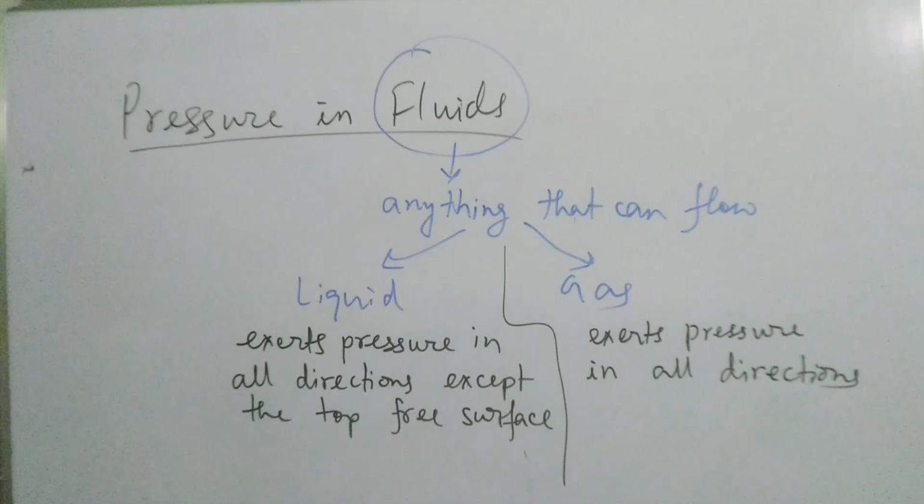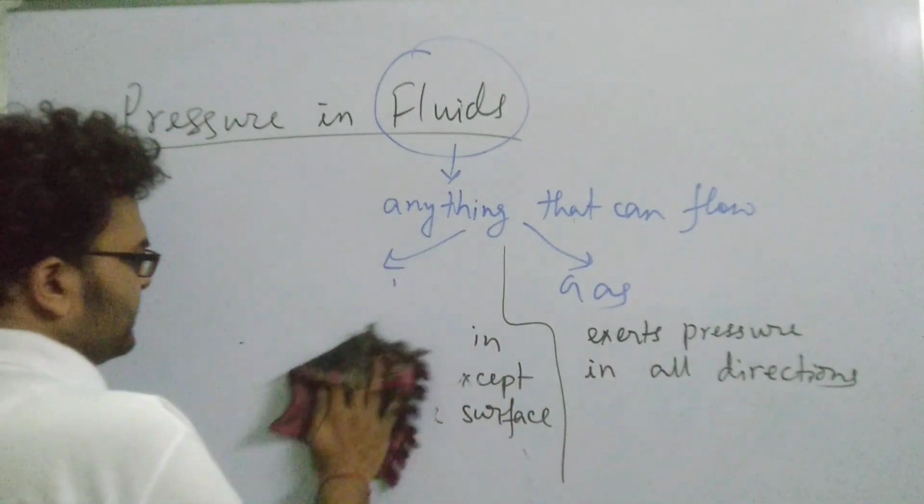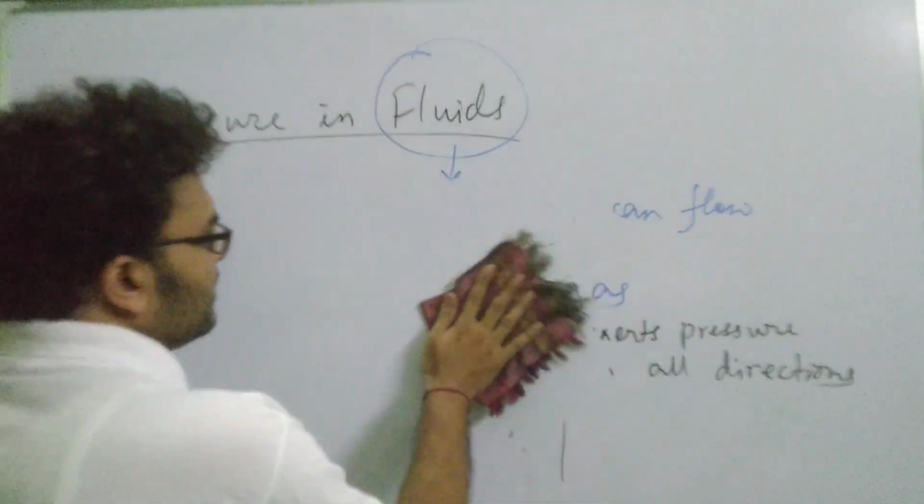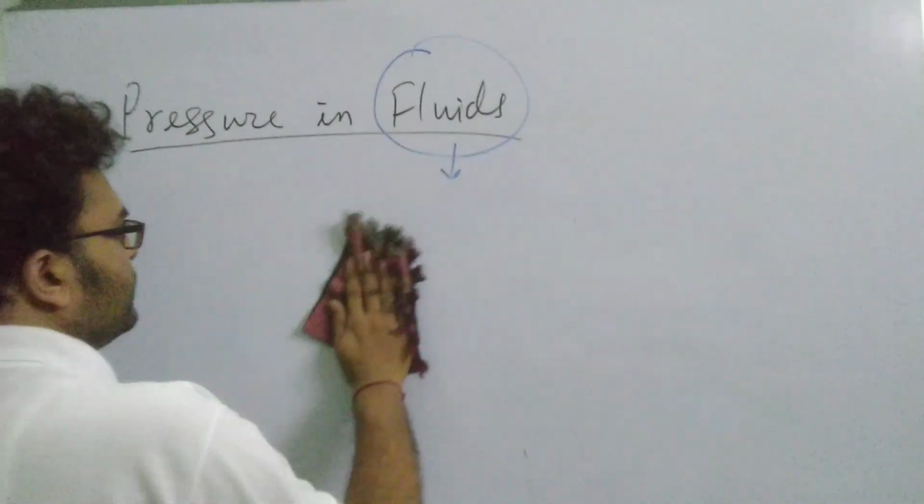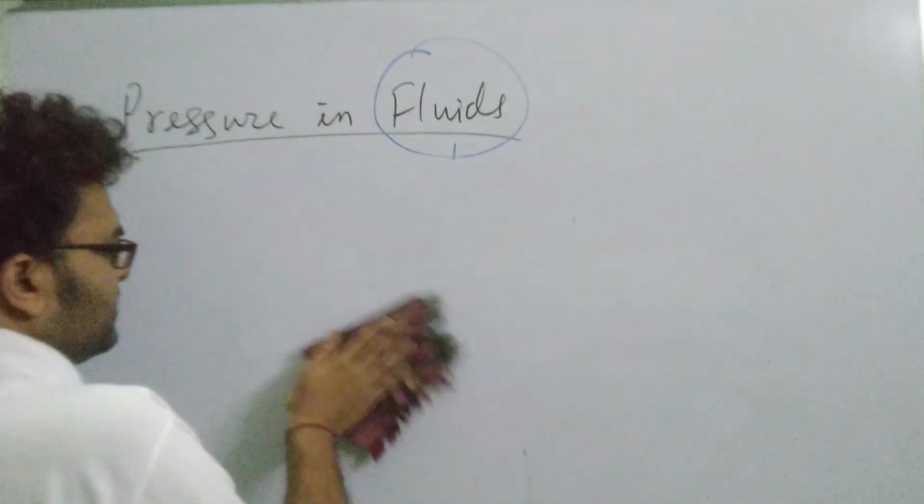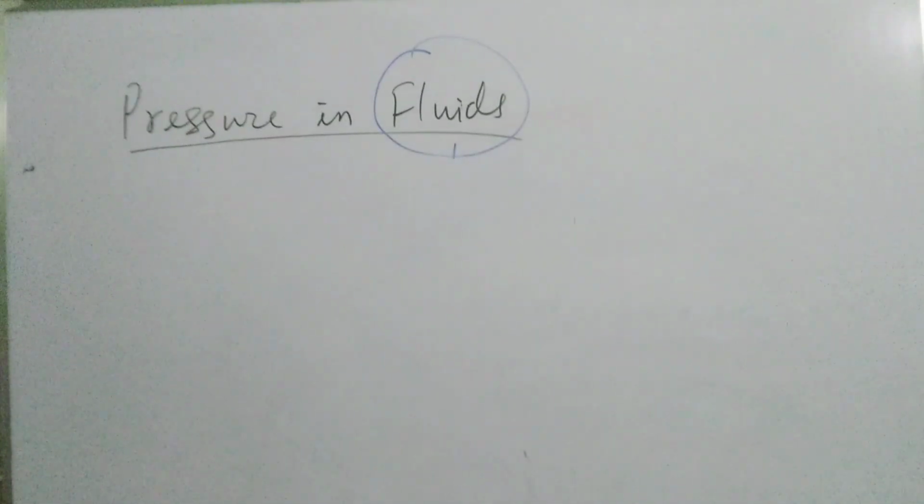Now we consider the factors on which the pressure exerted by a liquid on the bottom surface of the container depends. Specifically, we are talking of a fluid kept in a container, and we can consider the pressure being exerted by the fluid on the bottom of the container.